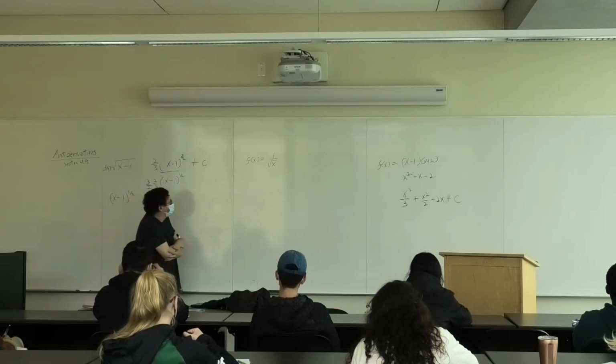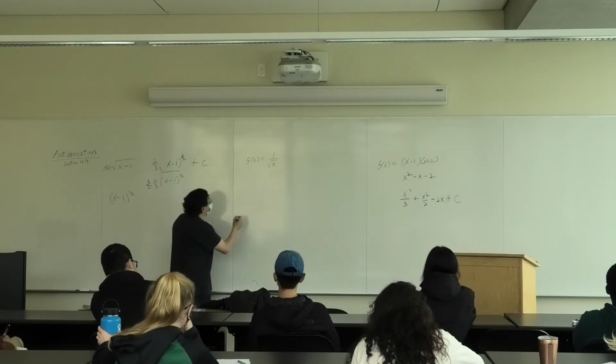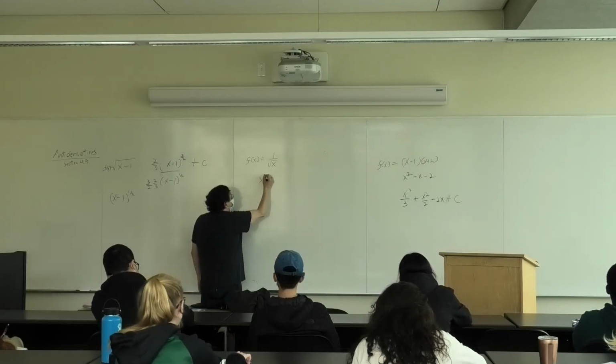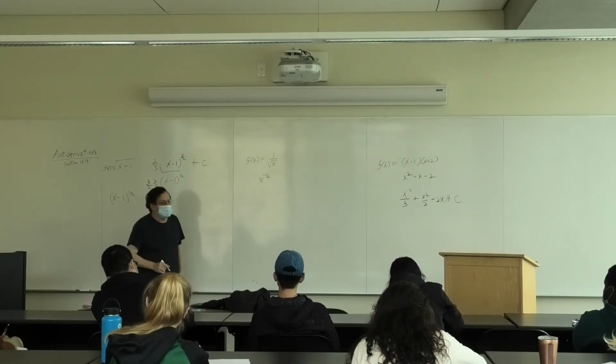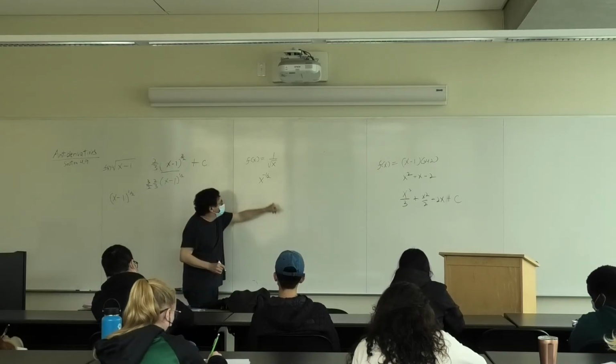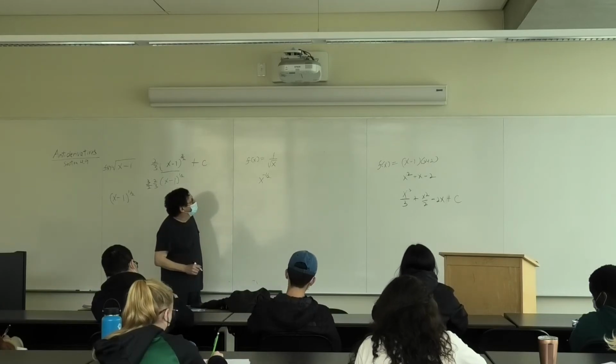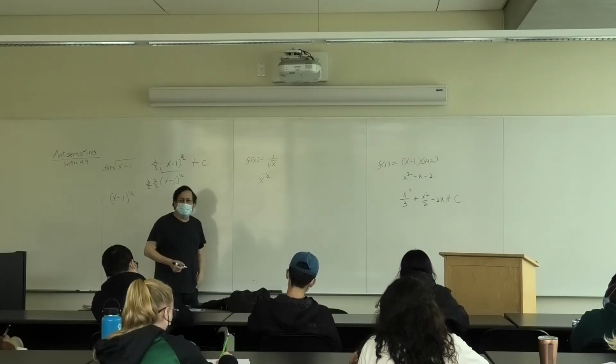I don't think it's at this point a big hint. This is x to the negative 1/2. Since the derivative of x is 1, just use the inverse power rule, right?